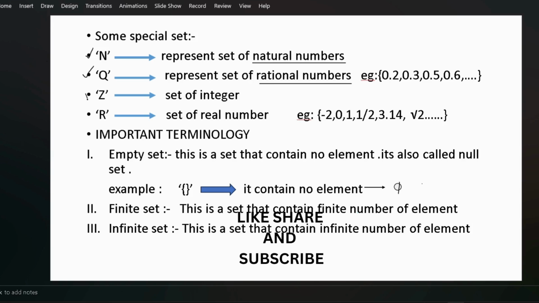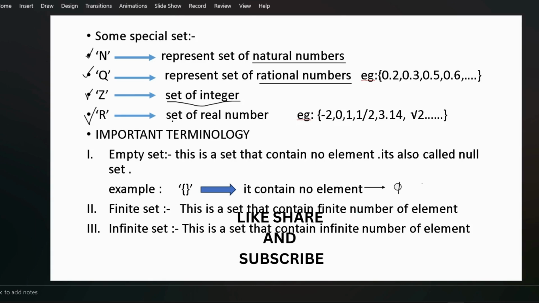What is Z? Z is a set of integers. It can be negative, it can be positive, like -2, -3, -56, or +1, +2, +56, +90, etc. Clear?